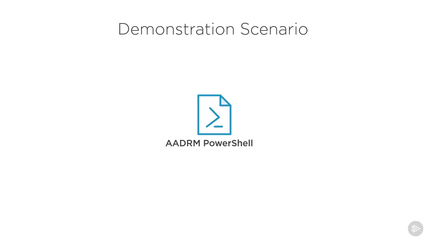So let's get into the demonstration scenario a little bit. And if you remember from the previous slide, the way that most of these logs are accessed is through the AADRM PowerShell module. Now in our scenario, you are an administrator at Contoso Limited, and you have some concerns about the super user group, what's been going on with that group.